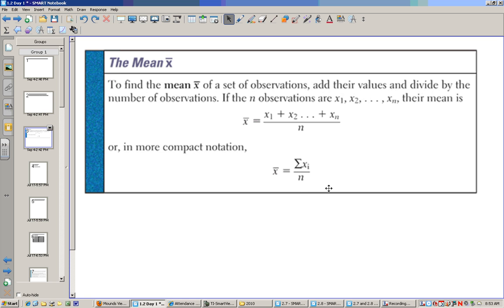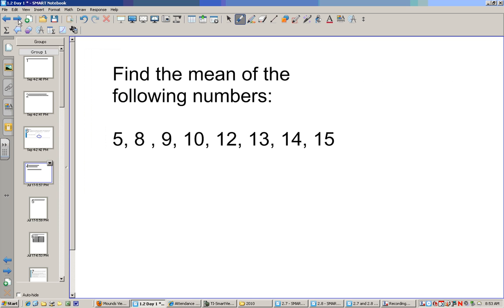Now there's a more compact way to write this, and this is what's going to be written on your note sheet. It's the sum of all x's divided by n. So this is just a shorter way of adding up all of these x values. Now x bar is what we use for the mean in this situation.